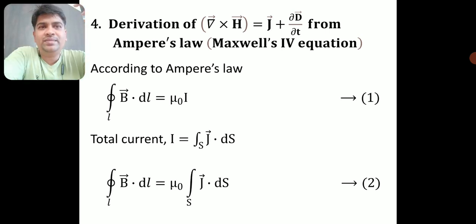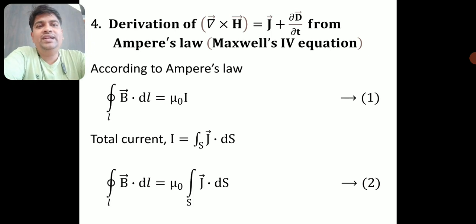Now I can substitute this total current, the surface integral of J dot ds, in equation 1. Equation 1 becomes the line integral of B dot dl equals mu naught times the surface integral of J dot ds. I have substituted for the current in equation 1, and I got equation number 2.